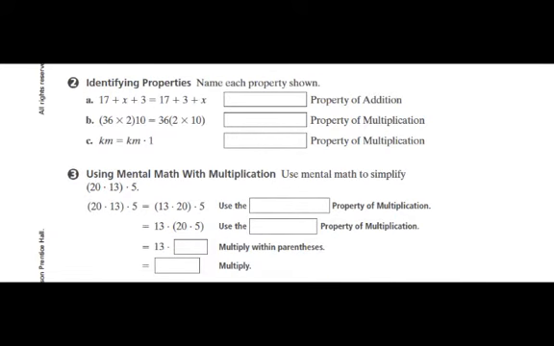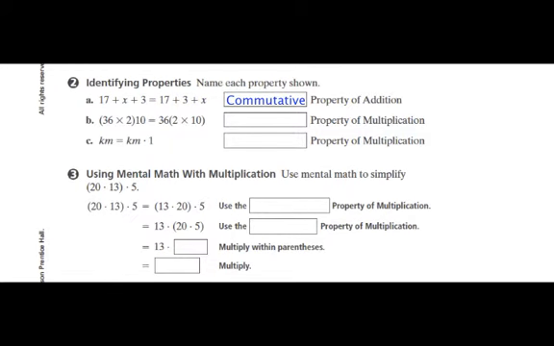We're going to practice looking at some problems and naming the property that's being used. Take a look at example 2a. We have 17 plus x plus 3 equals 17 plus 3 plus x. All we did in this problem was flip-flop x and 3, so that would be the commutative property of addition.